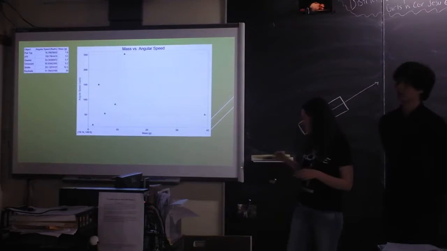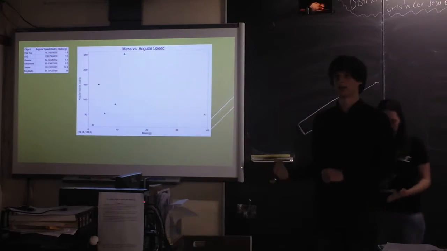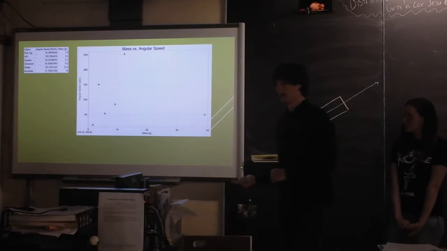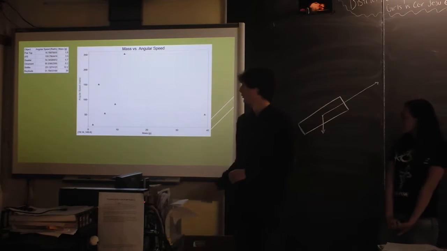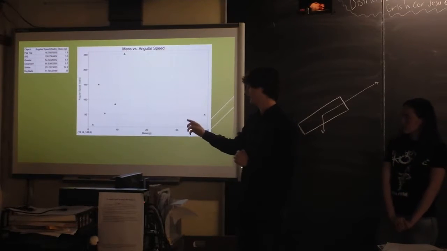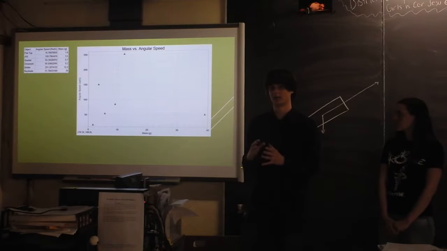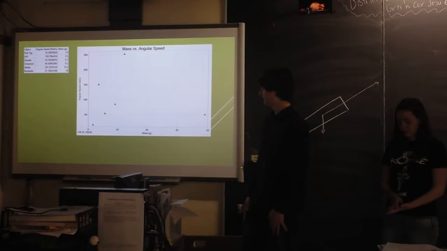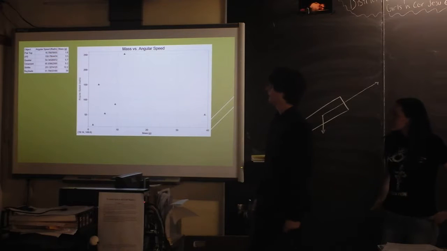And so we also recorded several other characteristics of the objects, like the mass, the height of the center of gravity, the moment of inertia, and the radius, and we compared the minimum angular speed with each of those characteristics to try and find which one looks like it had a correlation. And here mass doesn't really have a correlation like we thought.